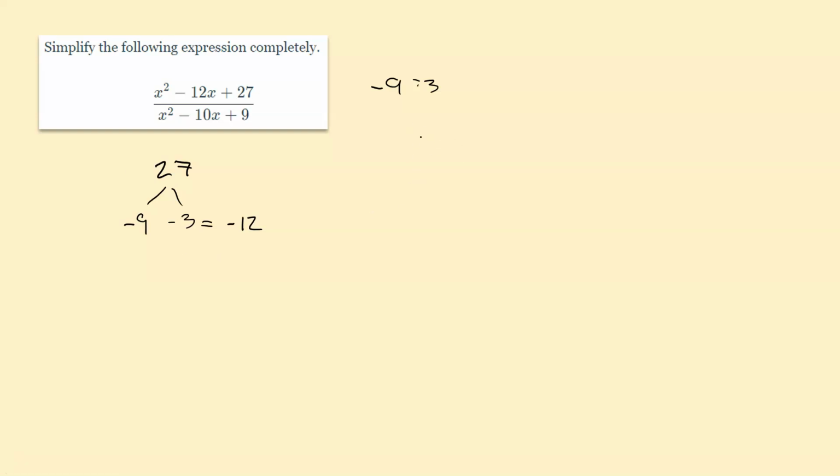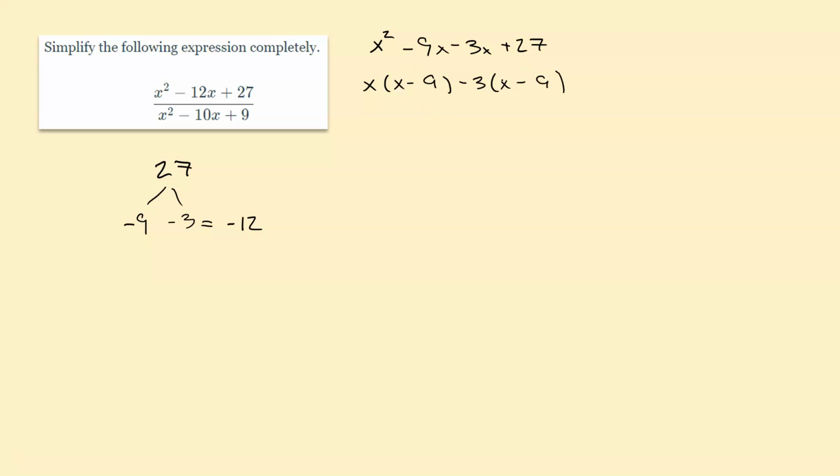Now, that tells us how we want to split up our middle term. So we have x squared minus 9x minus 3x plus 27. Now we can go ahead and factor by grouping. I'm going to factor out an x out of the first two terms, and then I'll factor out a negative 3 out of the second two terms.